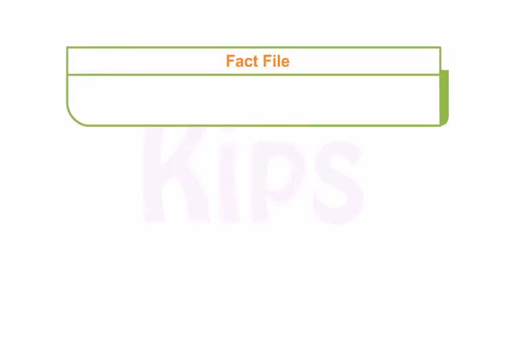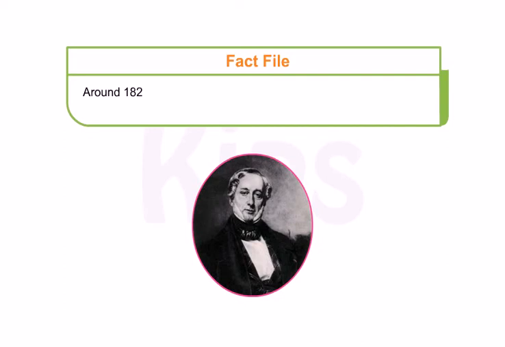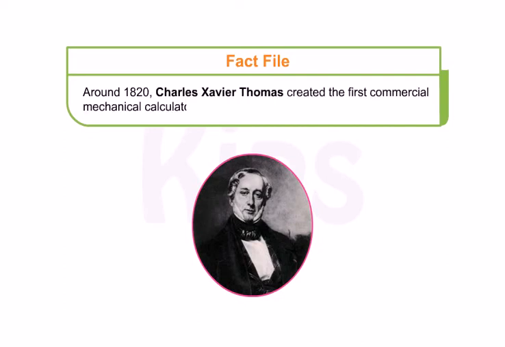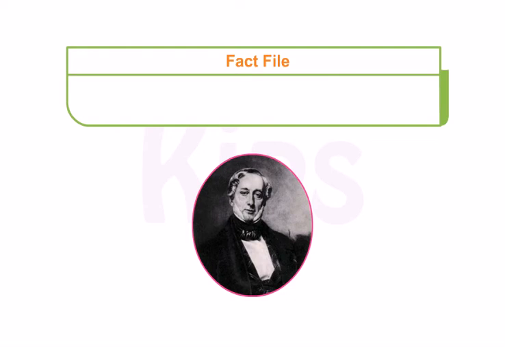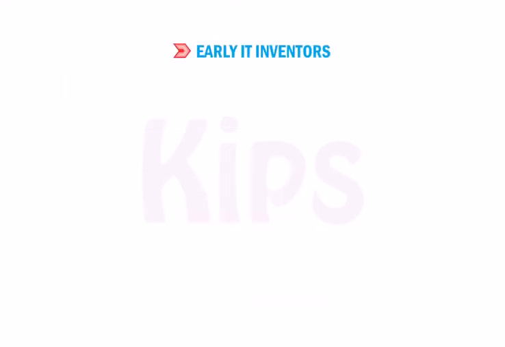Students, let's know the fact file. Around 1820, Charles Xavier Thomas created the first commercial mechanical calculator, Thomas Arithmeter, that could add, subtract, multiply and divide. It was based on Leibniz's work.